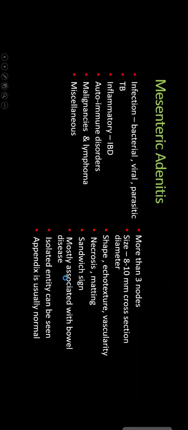When it is not associated with appendicitis or ileocolitis, then it is isolated mesenteric adenitis, which is seen after diarrhea and viral infections. But diagnostic criteria include more than 3 nodes, short axis diameter more than 8 or 8 to 10 mm. Sometimes an isolated entity can be seen, not associated with bowel disease. But to label isolated mesenteric adenitis, the appendix should be normal. You must see the appendix, and when it is normal, then you mention mesenteric adenitis.